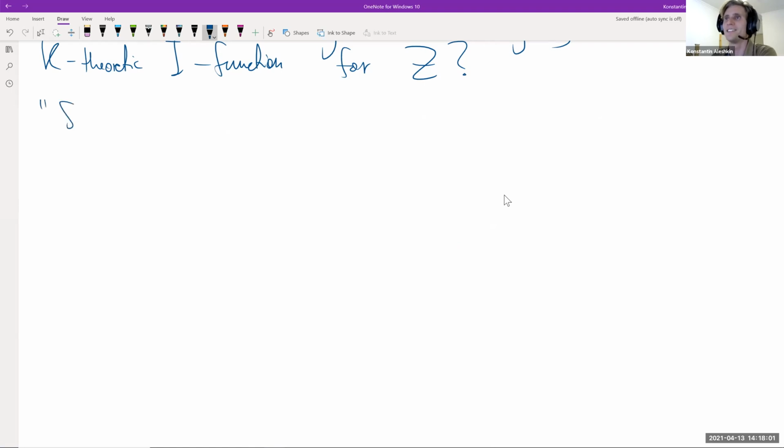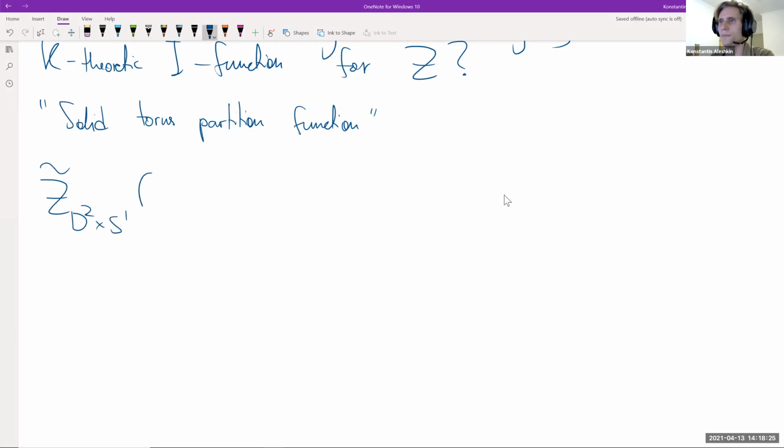Let me call this the solid torus partition function. I'll put it in parentheses because it's not a partition function, as I explained. It's some expression that I engineered specifically to be useful. So for this reason, I call it Z twiddle D2 cross S1 of B.